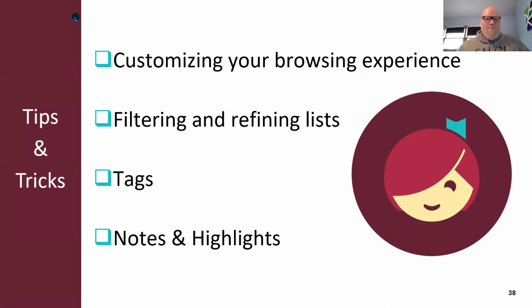All right. So there are 4 things we want to take you through today. We're going to start off with customizing your browsing experience, a way to truly choose what shows up in your display when you're using Libby. Then we are going to take you through filtering and refining lists so you can find the books you like faster. Then we'll hop into our favorite tip of them all, which is tags, what they are, how we use them, and some ways you can enjoy them yourself.